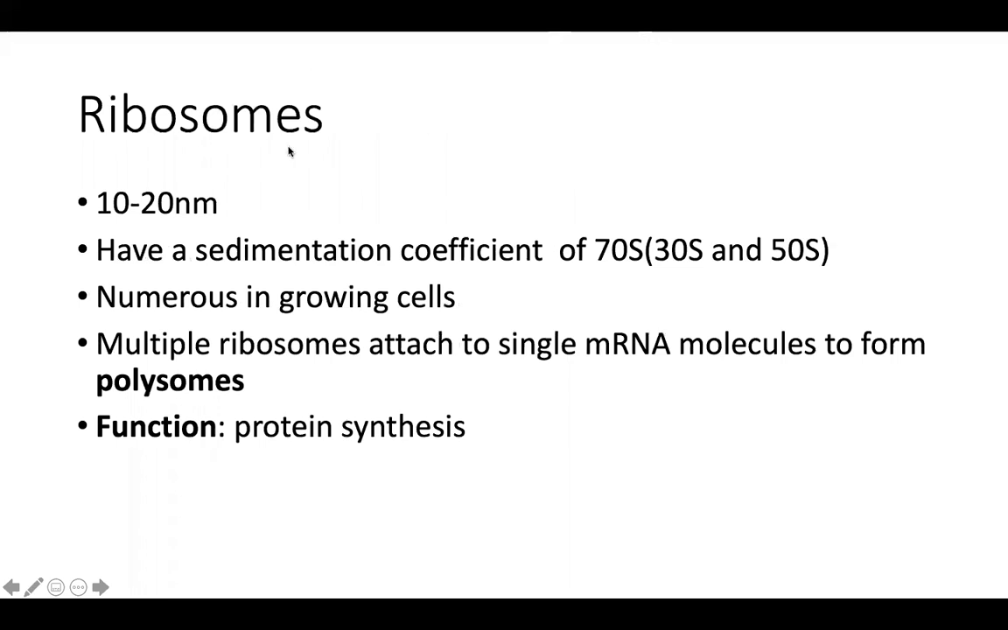Then you have the ribosomes. So you already learned about ribosomes when you're looking at the eukaryotic human cell. And the bacterial ribosomes are about 10 to 20 nanometers in diameter, and they have a sedimentation coefficient of 70S. What is the sedimentation coefficient of the ribosomes for the eukaryotic cells? Anyone?